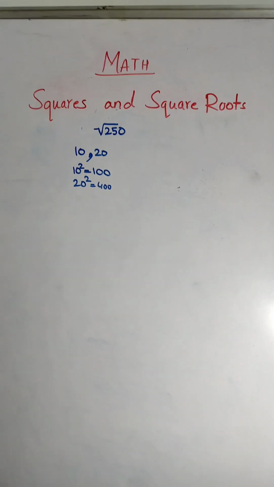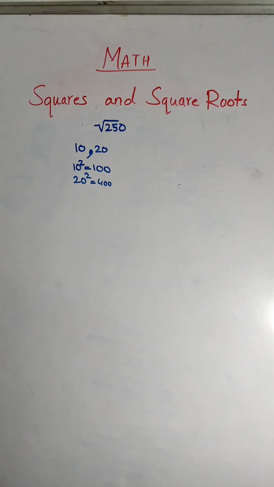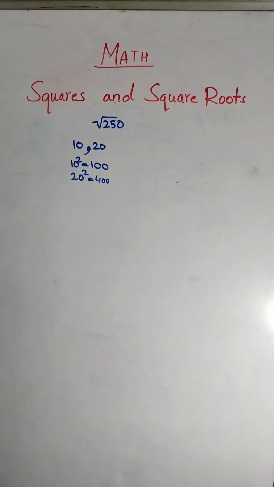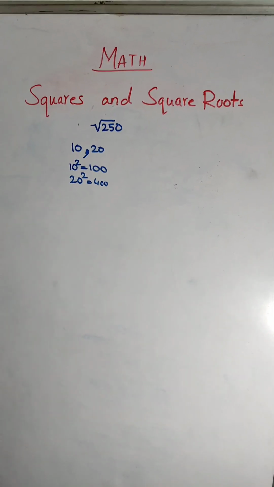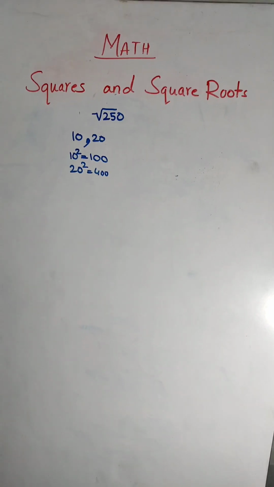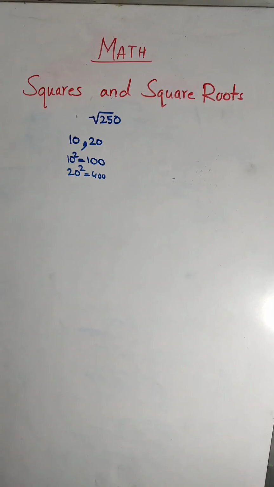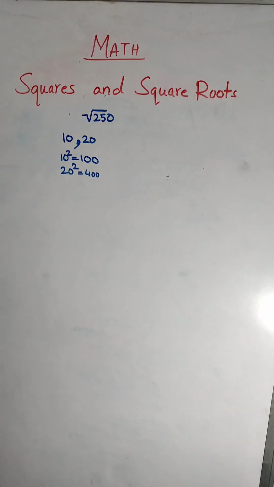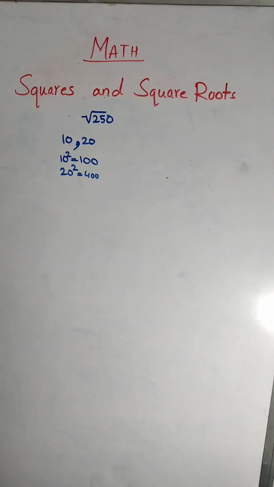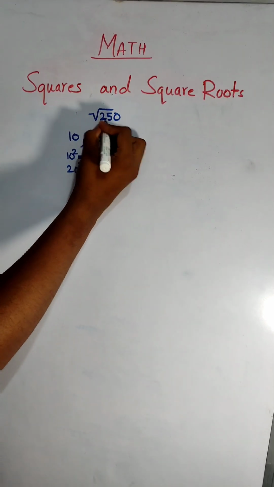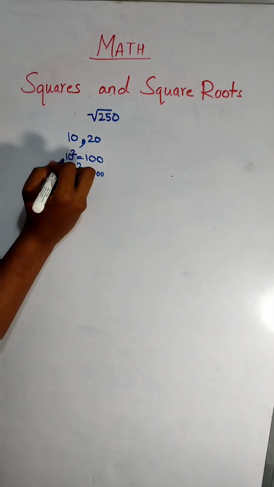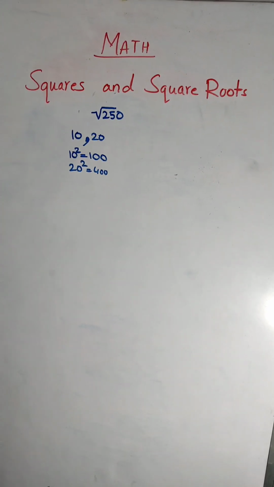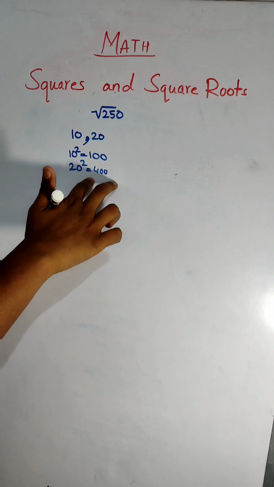This is the main reason why I asked everyone watching to memorize the tables, the squares of numbers from 1 to 25. When you remember these numbers, it's very easy to remember these calculations. So now we know that the square root of this number falls in between 10 square and 20 square, 10 and 20, as this number also falls between these two.